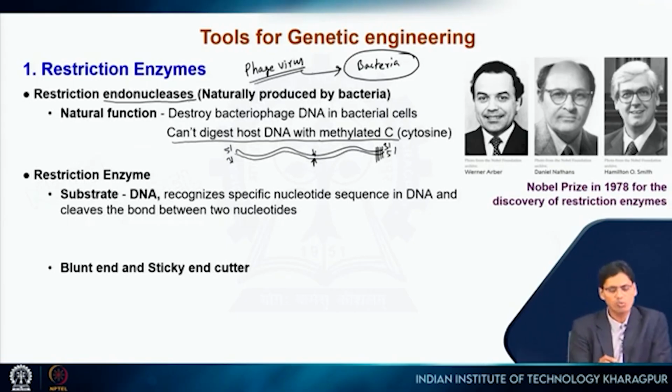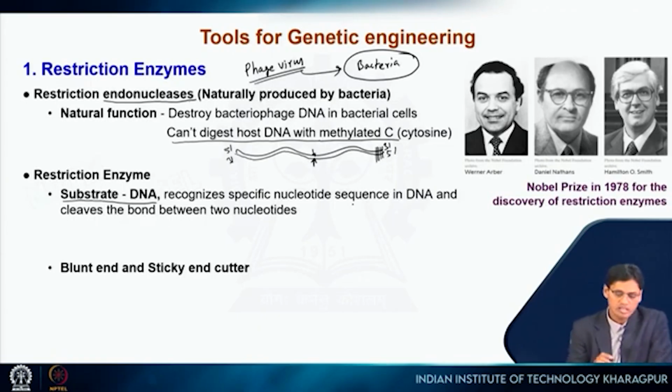Now, what is their substrate? Already I mentioned their substrate is DNA. They recognize a specific nucleotide sequence in DNA and cleave the bond between two nucleotides. Bond between two nucleotides means not the hydrogen bond. Hydrogen bond is just for the base pairing in DNA. Bond between two nucleotides means the covalent bond, the phosphodiester bond present between the two nucleotides. That can be broken by this enzyme, restriction endonuclease.